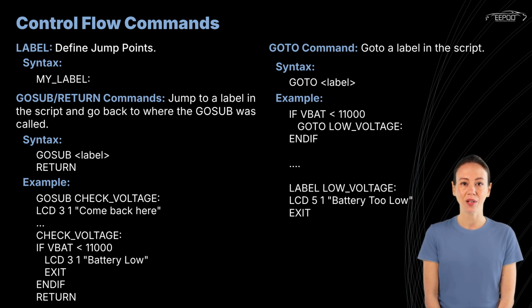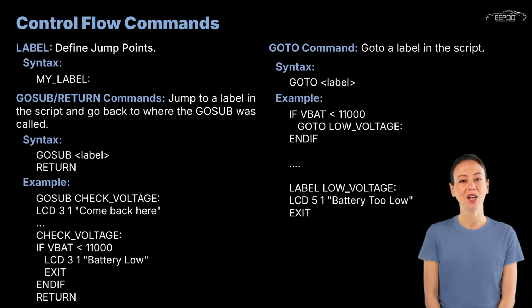Check out the example. Script will jump to the check voltage label, check the battery voltage, and then return back. Then it will print come back here on the LCD screen. These control flow commands let you structure your scripts much better, especially when they get longer or more complex.